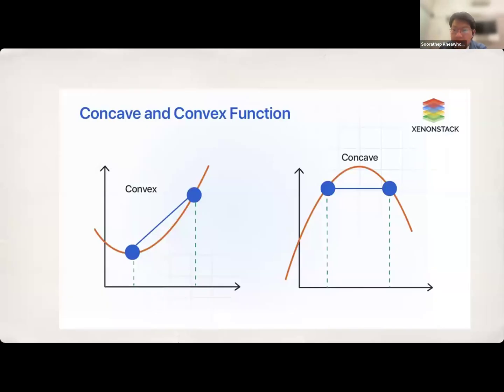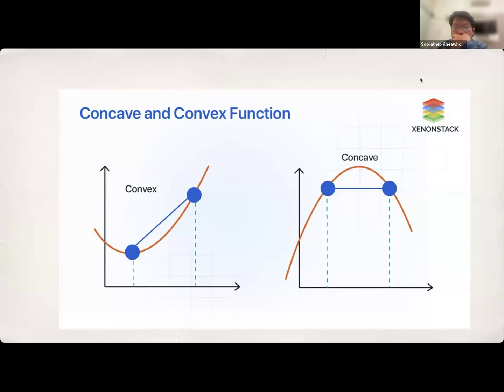This figure. On the left hand side, we call it a convex function. But the right hand side is concave. So you see the difference? What is the difference? This is the way we define the function, I mean, convex function and non-convex function.